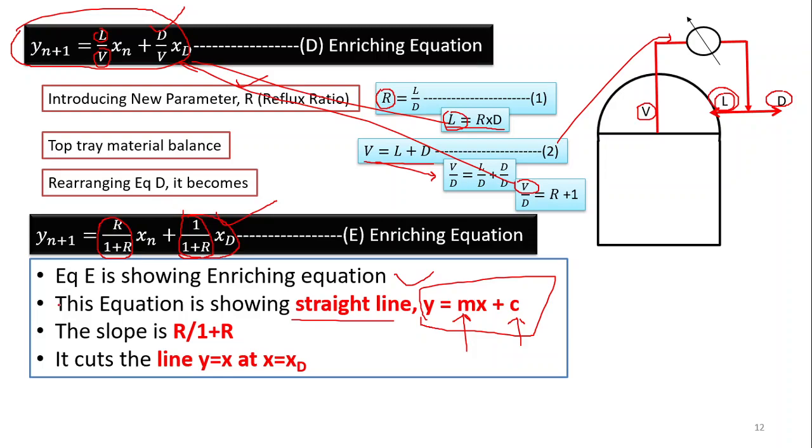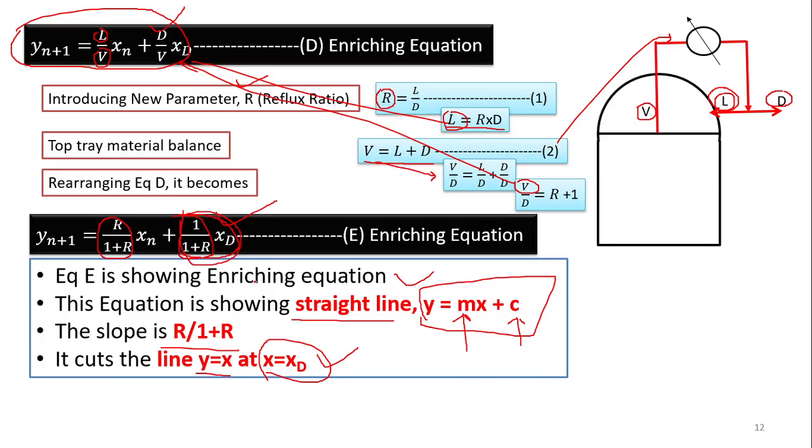So what can you do? You can find out the slope, and one more interesting fact is there. It cuts the line y equals x at x equals xd. What that means will be explained in the next slide. So overall, this is the working equation, and this is the straight line equation, and the slope and intercept are given here. C is the intercept. Okay, fine.